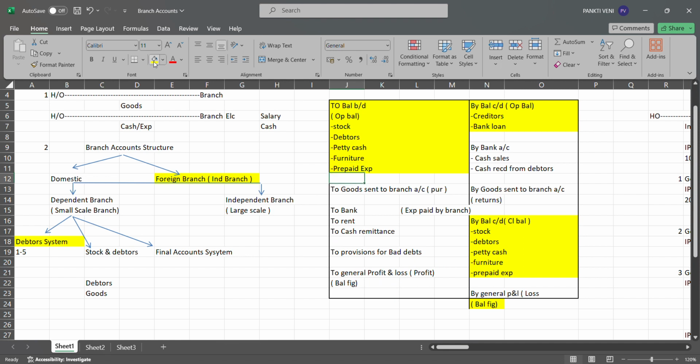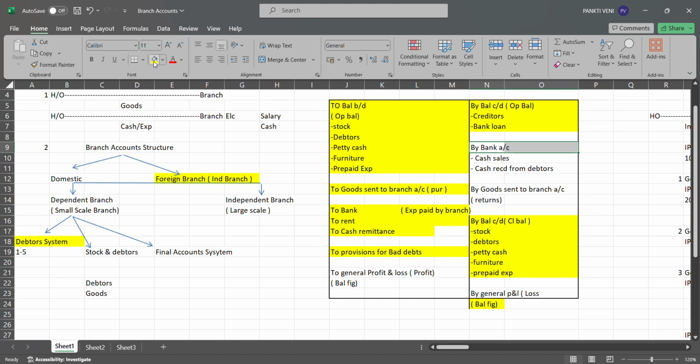Now I have goods sent to branch. The head office is sending goods to the branch. Expenses paid by branch, such as rental expenses paid by the branch. Cash remittance: I am the head office and I am remitting an amount to the branch. Then provision for bad debts.